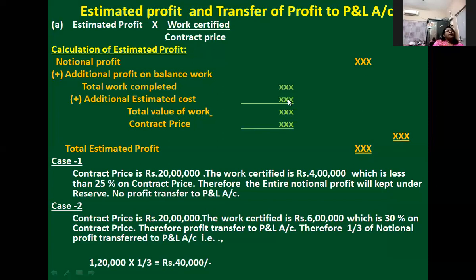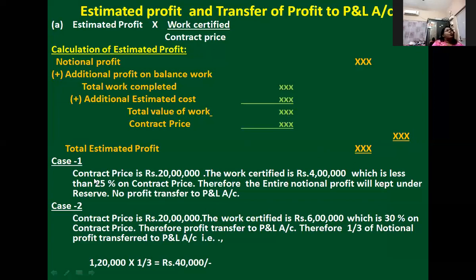How to calculate the additional profit for the balance work? Have this small format. What is work certified? That is total work completed plus additional estimated cost. Then get the value of work and compare the value of the work with the contract price. You will come to know what the additional estimated cost is. So compare the additional estimated cost with the notional profit, then you get the estimated profit.